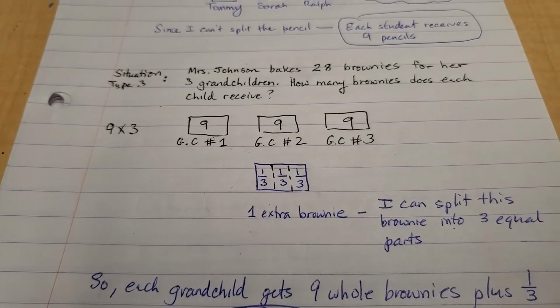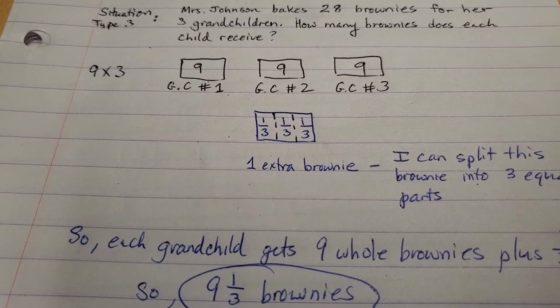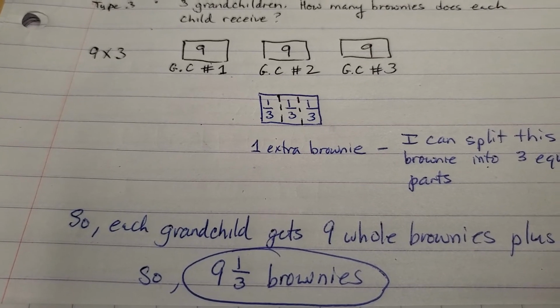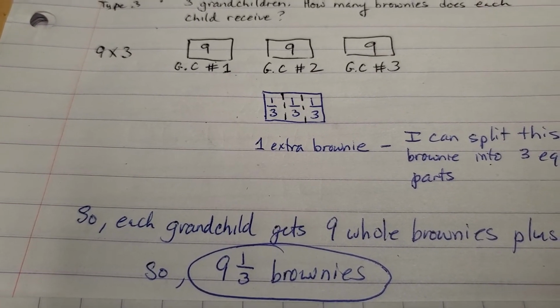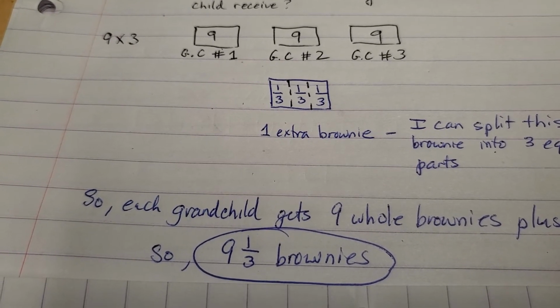So in this situation, you divide the leftover into equal parts. So you've got to think about what kinds of objects could be divided up equally. Well, certainly not pencils, but brownies could, cookies could, crackers. Money can be split into change.